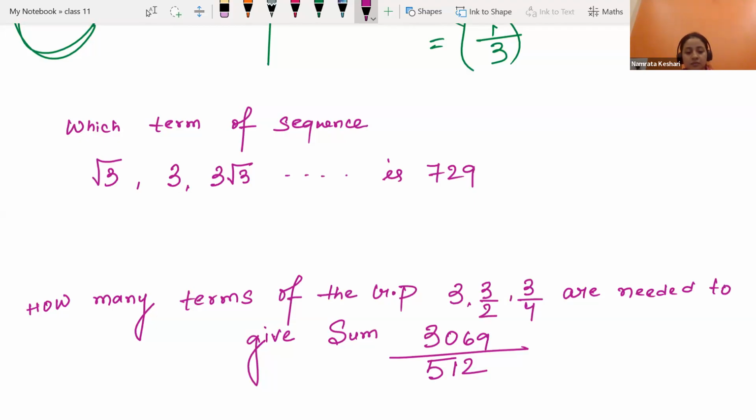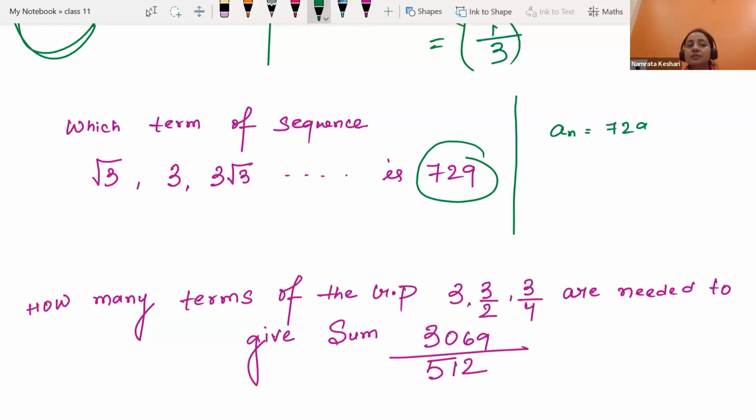Can you show how to do the first one? Which term of the sequence is 729? We will say, let's assume that the nth term is this one. That means an is 729. And yes, this is in GP. You can check it, the ratios are the same.